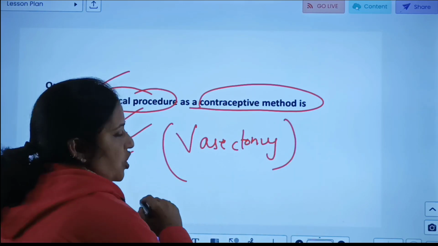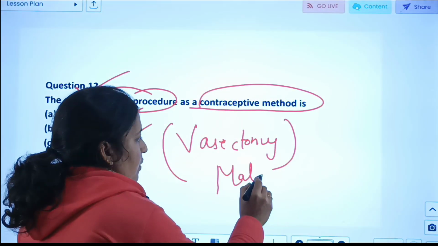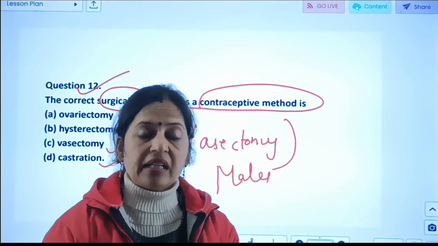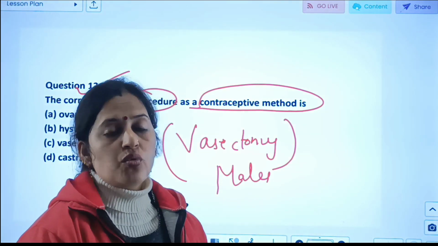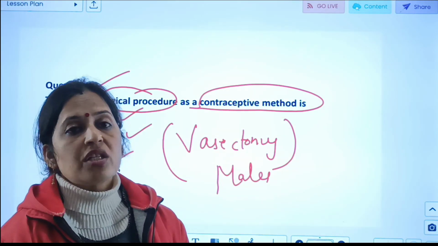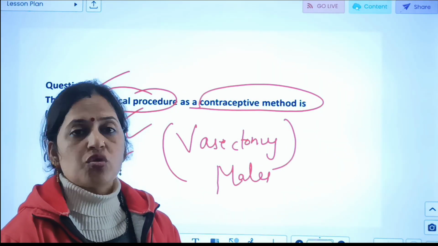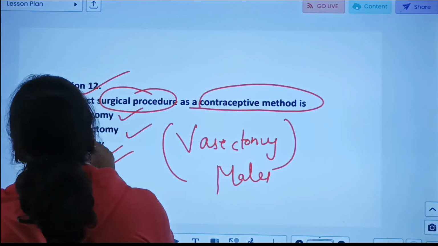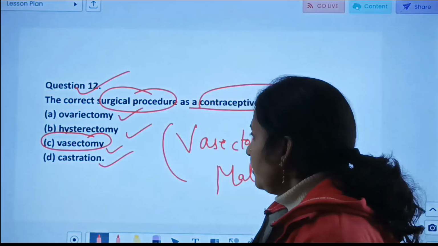And this surgical method is applicable in the case of males, where the vasa deferentia are tied and cut at the ends. So this is the surgical method that is used as a contraceptive method, especially in males, where the vasa deferentia are tied and cut at the ends. So this is the right answer for question number 12.